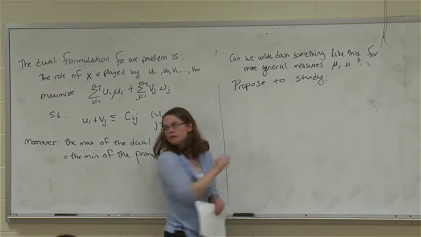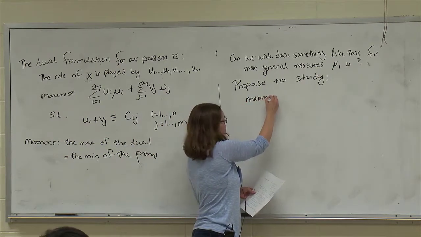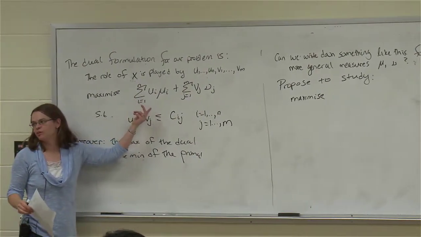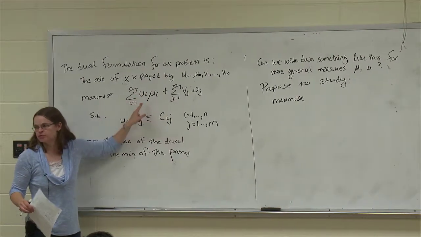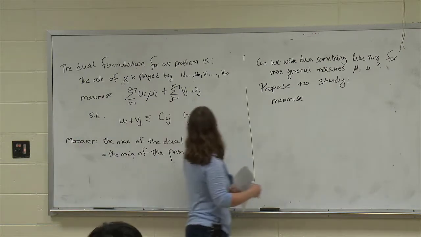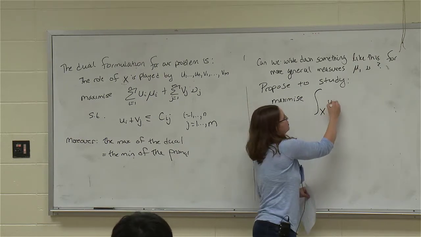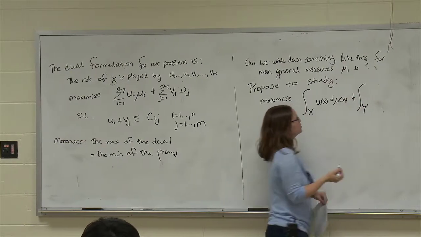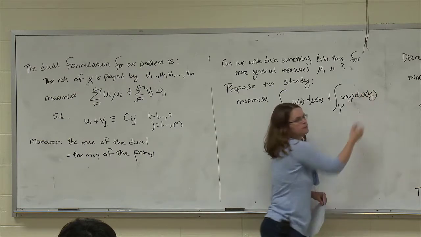Again, I want to make it look like this, so let's maximize something. Because it was discrete, we had a sum here. That's obviously going to turn into an integral of some function against our measure. So let's integrate over our source domain, u of x d mu of x, plus an integral over our target, v of y d nu of y.